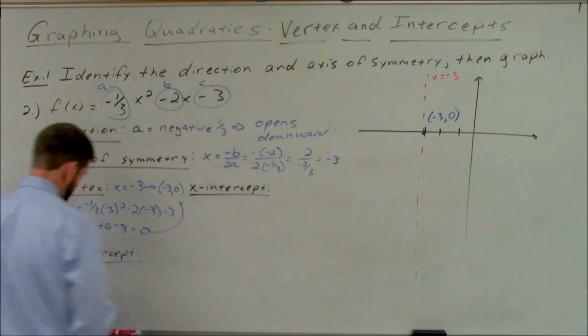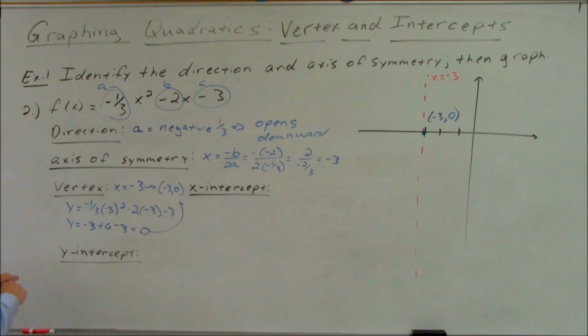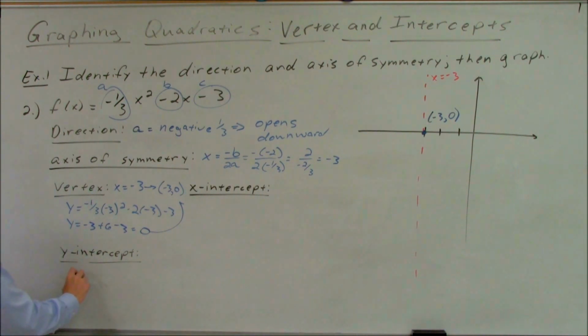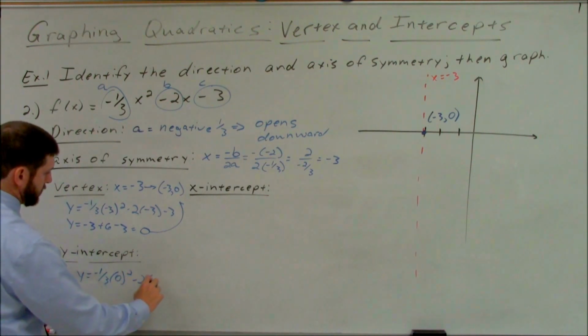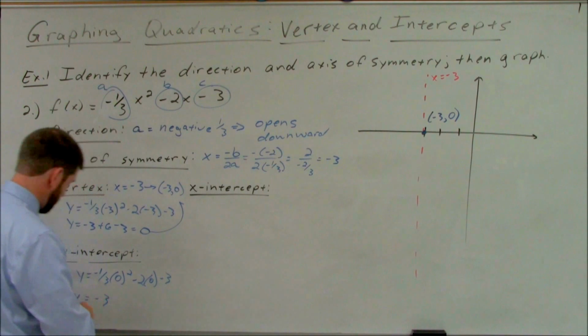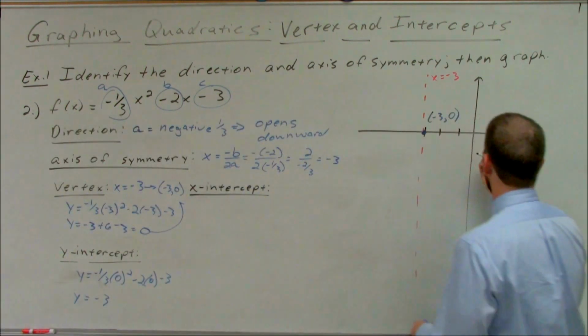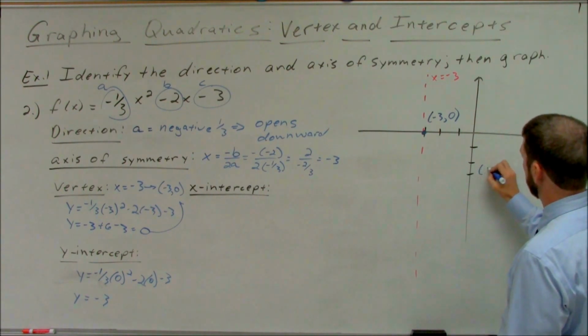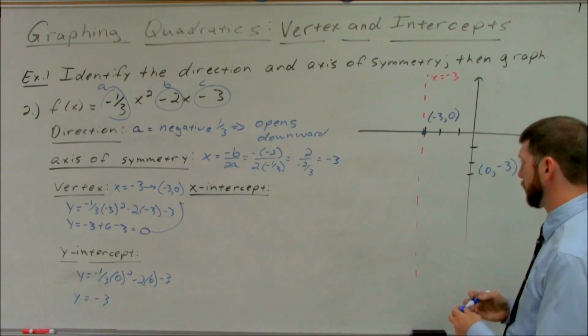Let's get our y-intercept. The y-intercept is just the constant, but we'll go ahead and do the arithmetic on all of it too, just to keep confirming that for you. So y equals negative 1/3 times 0 squared, minus 2 times 0, minus 3. So 0 minus 0 minus 3. So the y-intercept is negative 3 also. A lot of negative 3's in this problem. So 1, 2, negative 3. So 0, negative 3 is our y-intercept.